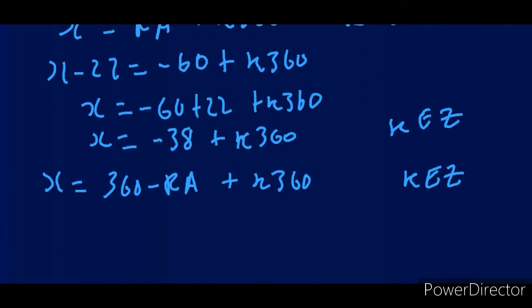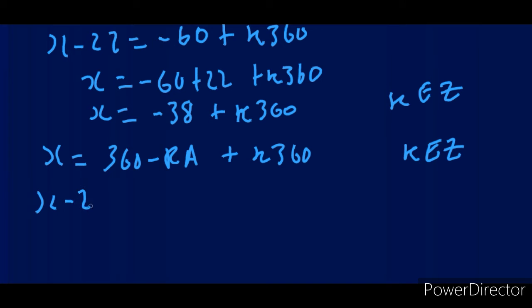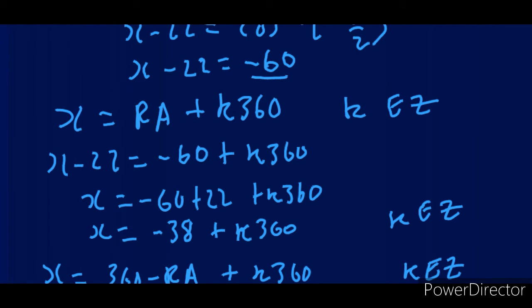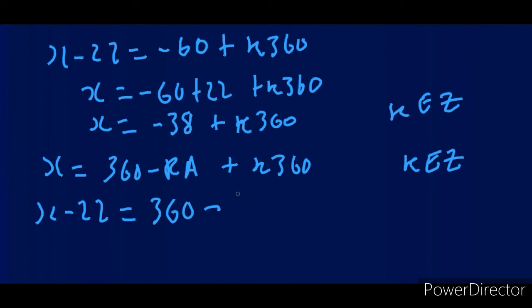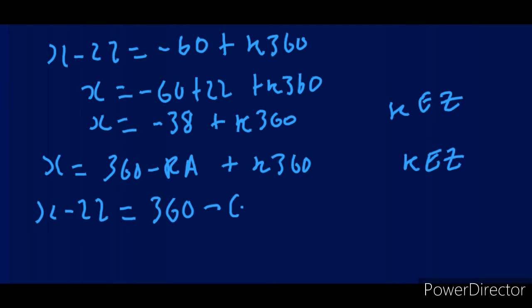So x in this case will just be x minus 22, and then we're going to have 360 minus our reference angle, which was negative 60. So in this case, we're going to have double negative. So we're going to have plus 60. So then we're going to have k 360. And we know that k is an element of integers.